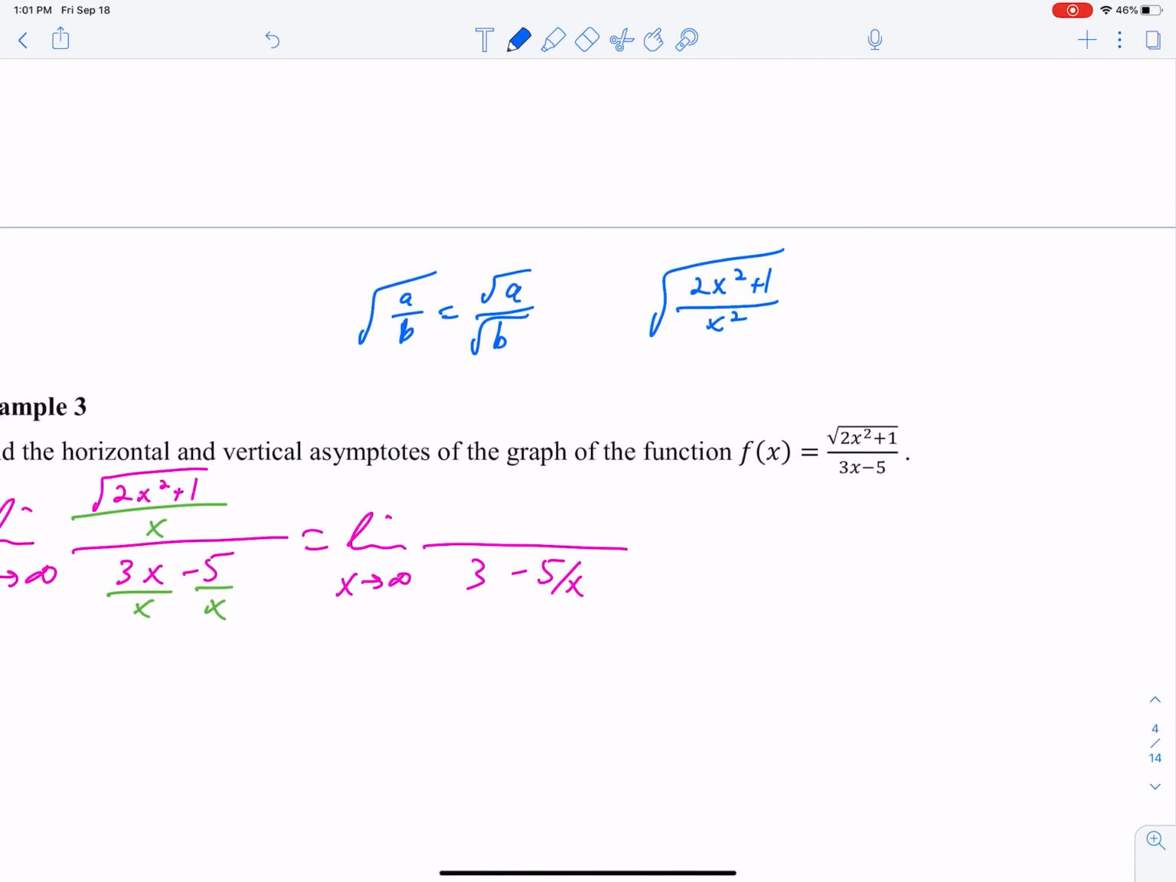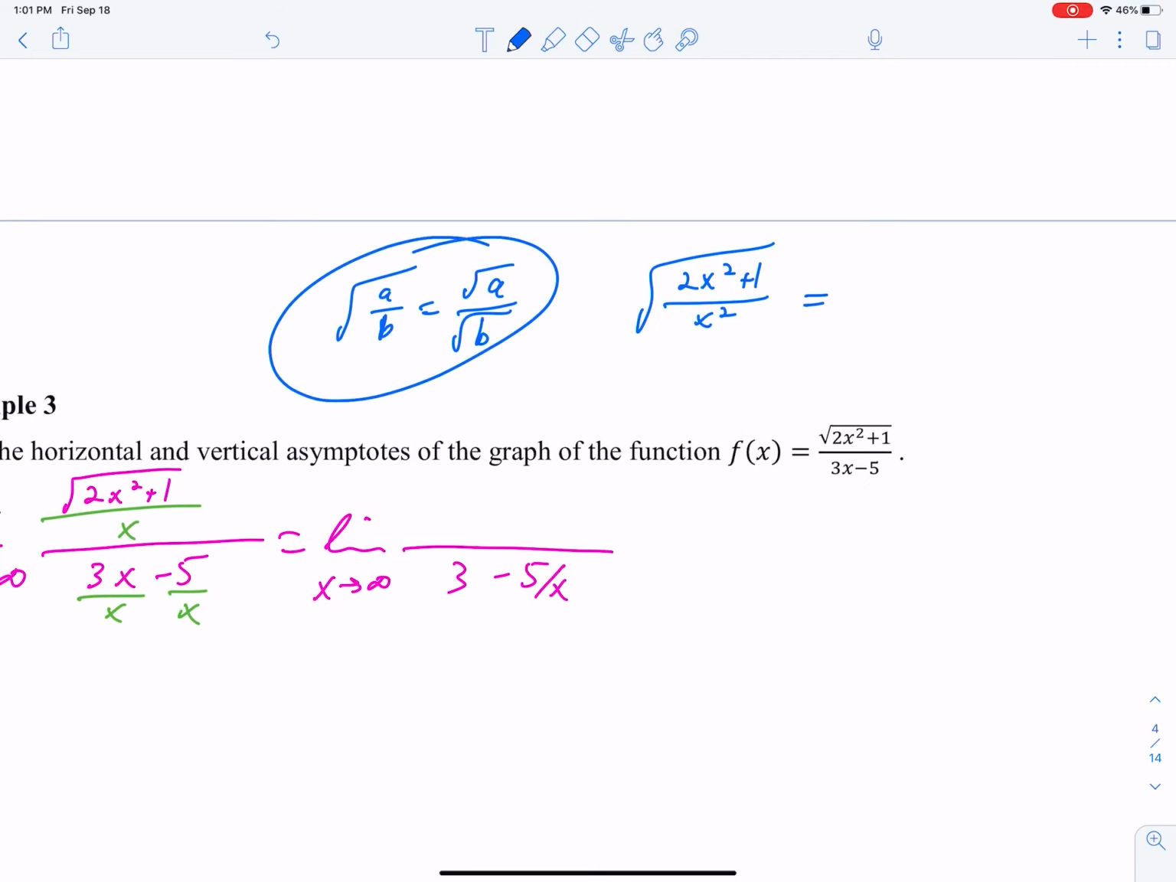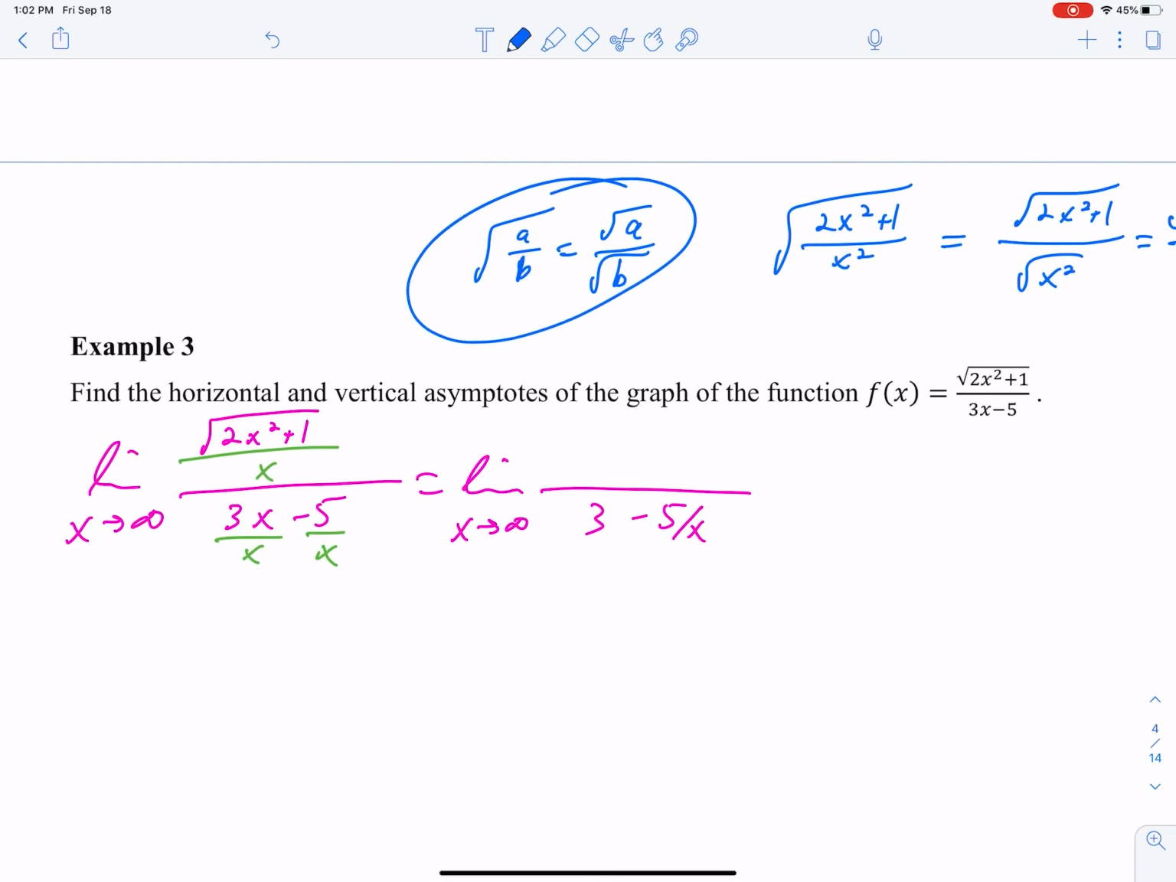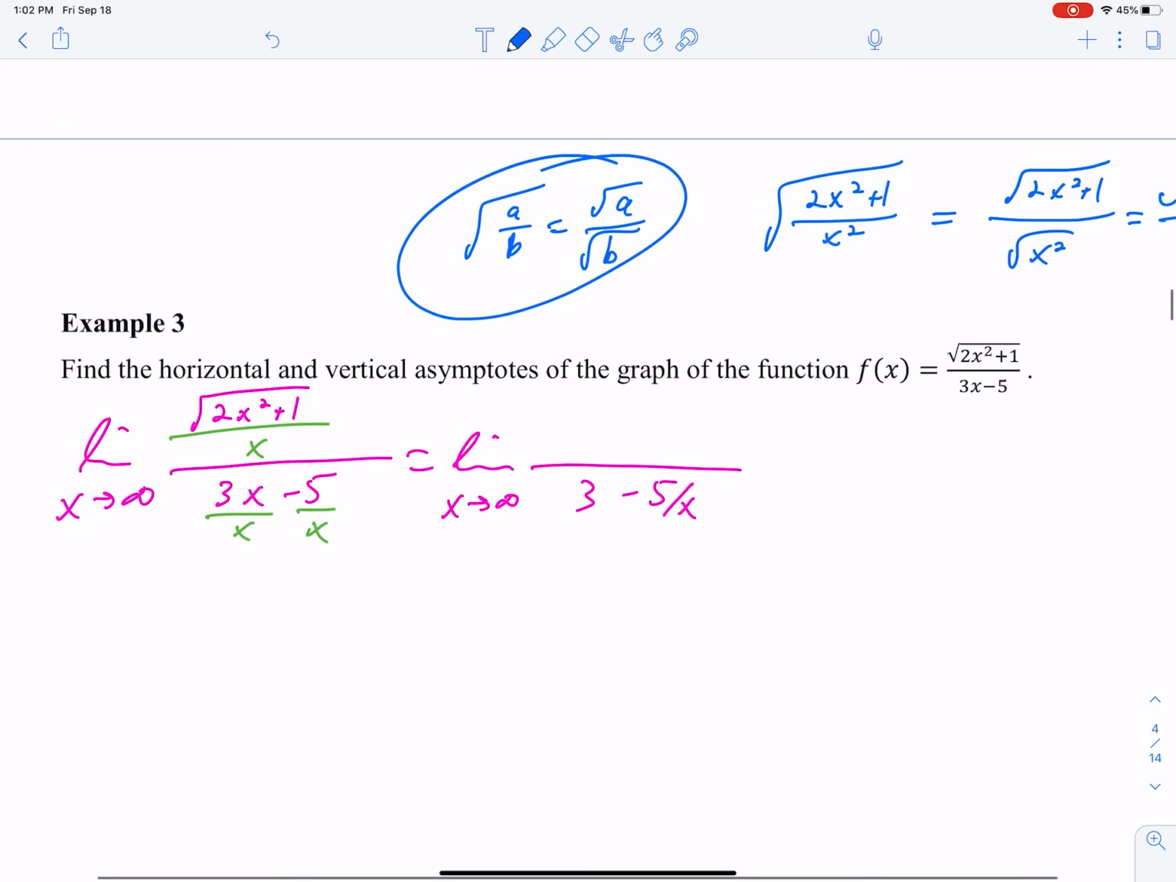Okay? Because of this rule right here, if we broke it up like this, this would end up being radical 2x squared plus 1 over radical x squared, which is radical 2x squared plus 1 over x, which is what we got right there. So you see what I'm doing? I'm putting this x under the radical. When I do that, it becomes an x squared. That's an important little trick here, algebraic manipulation.